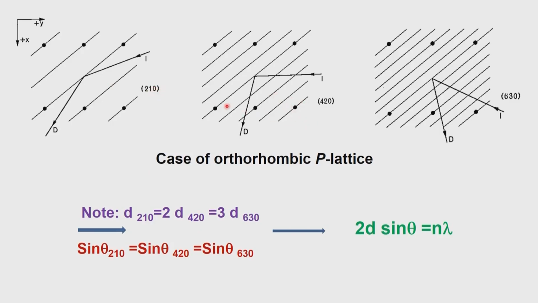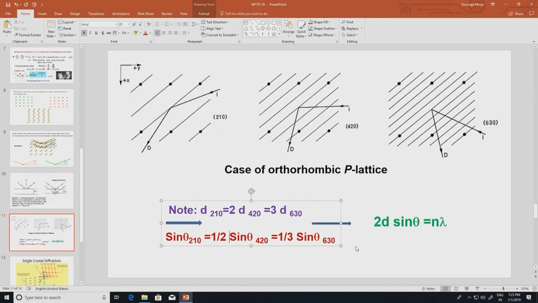So, this distance by reciprocity will become half. If you double the HKL values, by reciprocity it becomes half. We have studied it already. So, you have 420, you also have 630, which is 3 times. What you see here is the effect is to change the angle theta. I have made a mistake here, I should correct it. The angle theta will now ensure that sin theta 210 is half of 420 and 1/3 of 630.